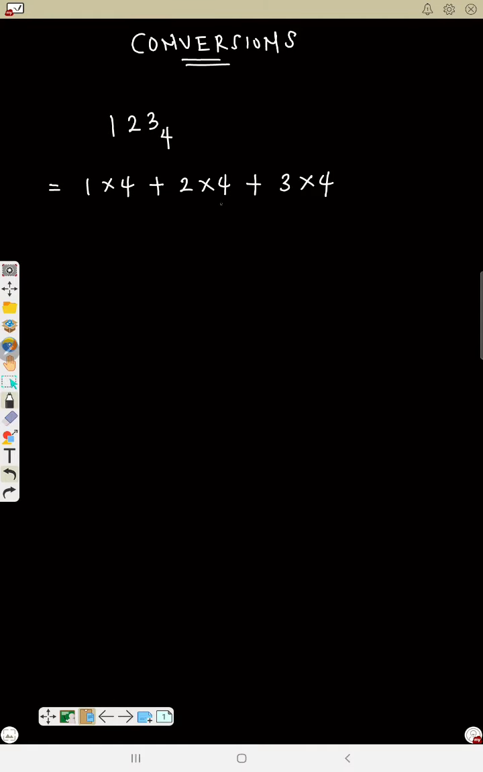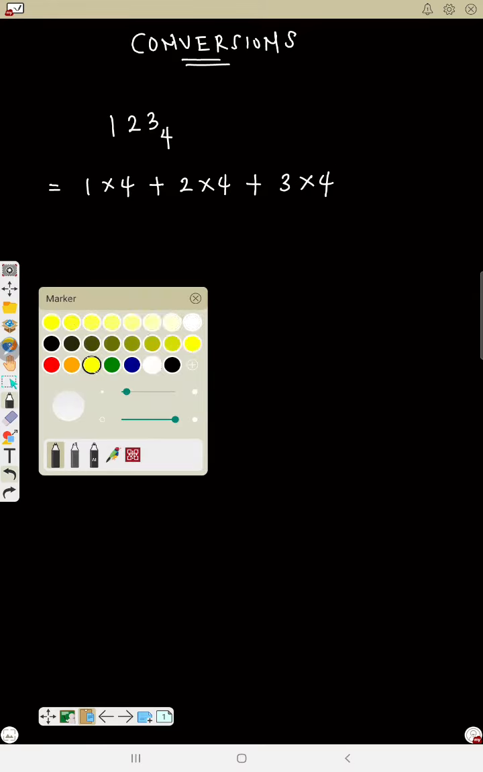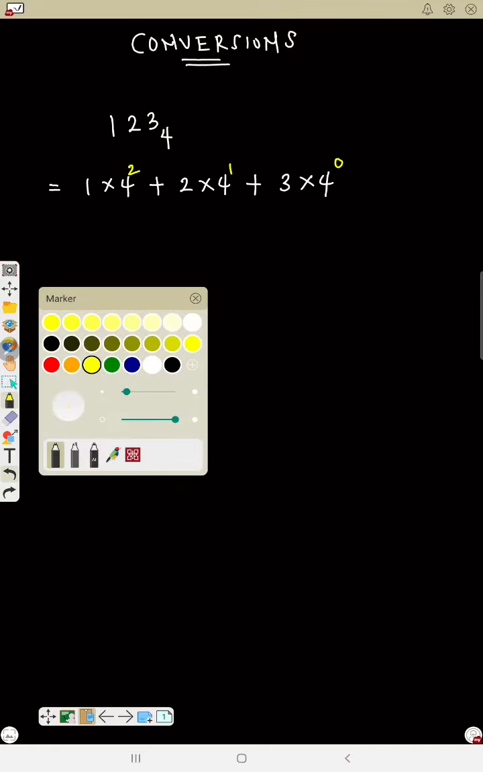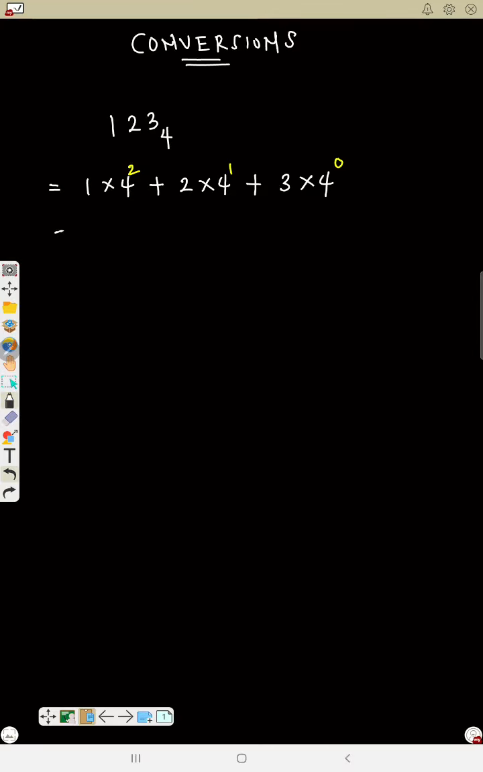Then start numbering from the back. So this will be, start numbering from the back, 0, 1, 2. So after that, then do it one by one. This will be 1 times 16. Why 16? Because 4 raised to power 2 is 4 times 4. 4 raised to power 2 means 4 in 2 places. That is 4 times 4. That will be 16. So that's how you do that.